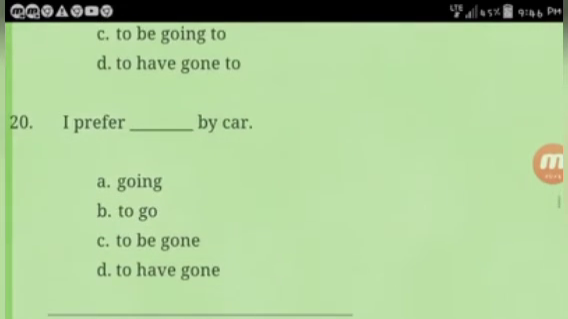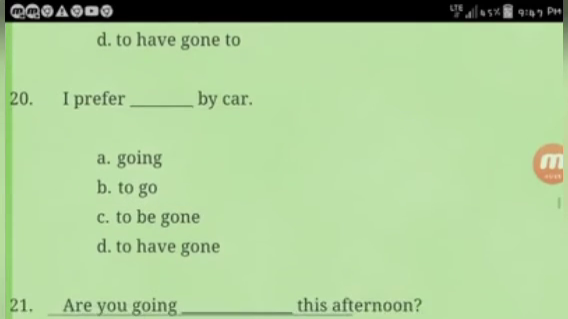Next, prefer. I prefer blank by car. So this one, we have two answers for number 20 because the verb prefer can be followed both by ing or infinitive form. So we have here A and B. Next one, are you going blank this afternoon? Okay, take note of go plus hobby or sport, something like that. Go shopping, go swimming, go skiing, like that. Okay, so are you going shopping this afternoon?